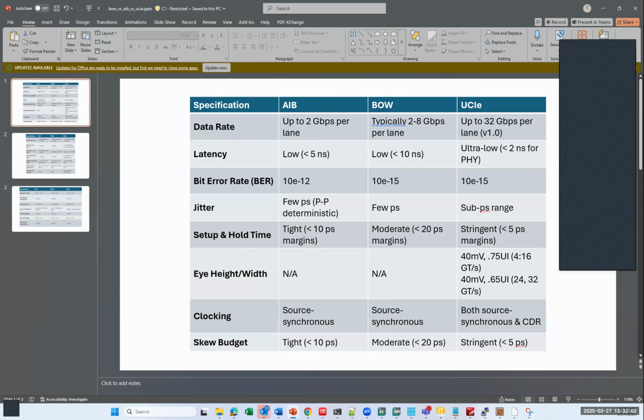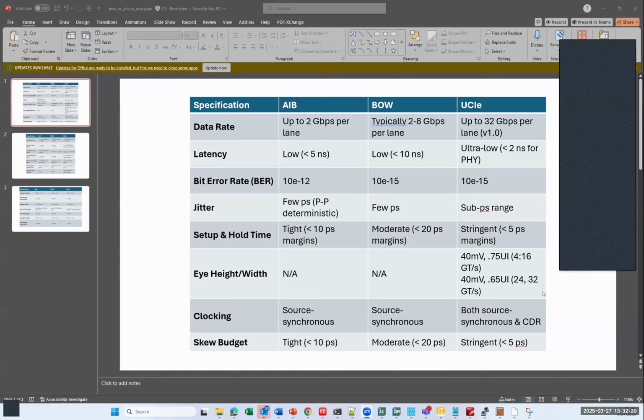Sure. I think it was beneficial for everybody to do one scan of these, so next time we are prepared with a little bit more questions. Like, for example, what's CDR for clocking?